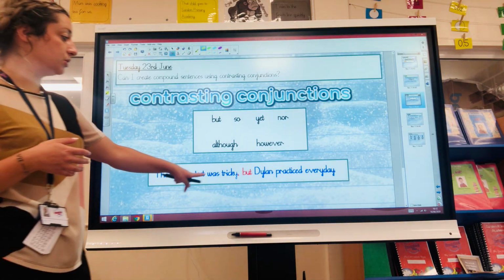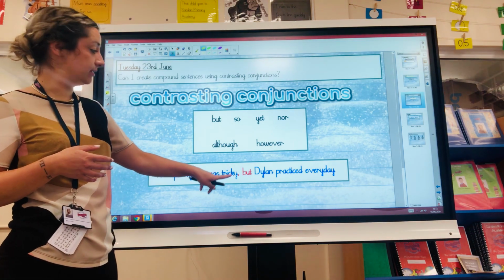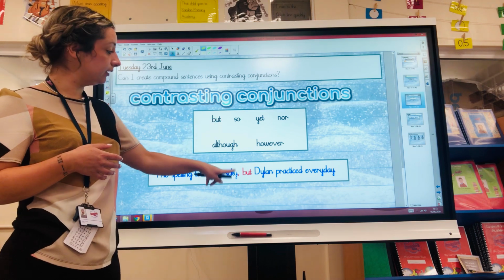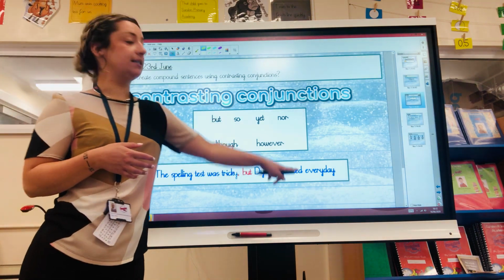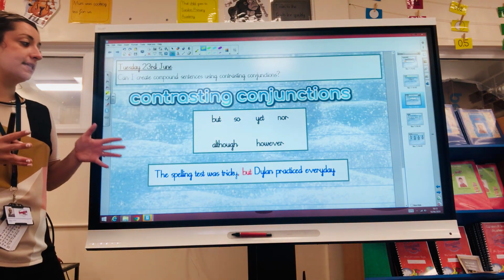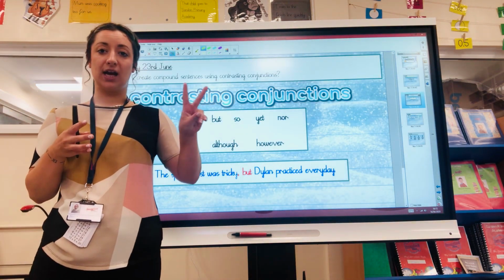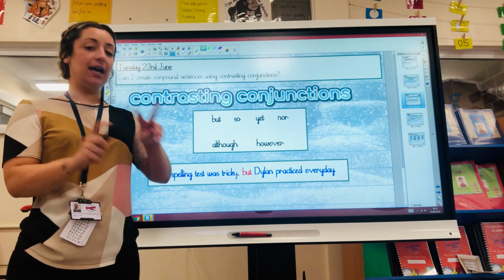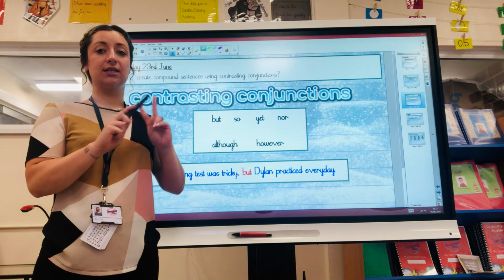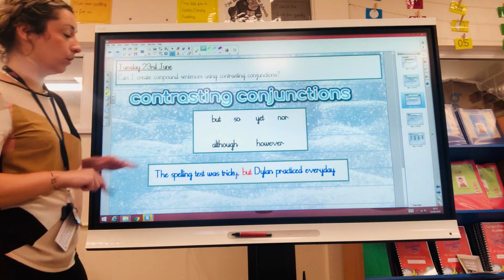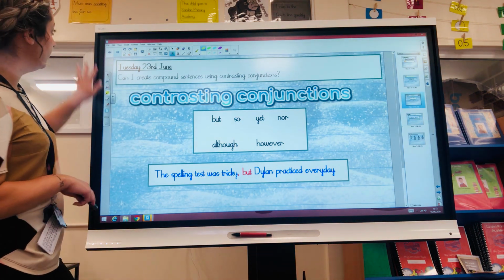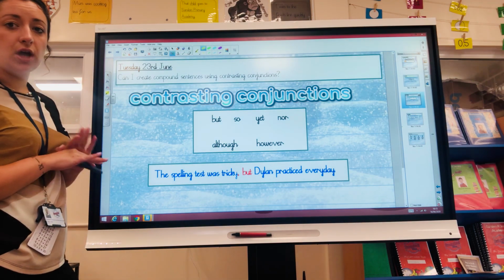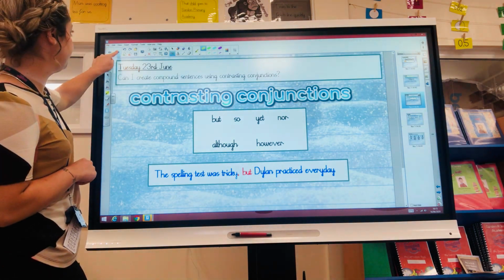So here we've got the same sentence again. The spelling test was tricky, compound sentence. But, taken from the word bank, used a comma, Dylan practiced every day. Now that is now a compound sentence because it has those two objectives in there. It's first got your two main clauses that make sense on their own, and it's separated with a contrasting conjunction. And that is what we're looking for today. Now I've got three examples on the board now, and you're going to have a go at these at home or in the classroom.